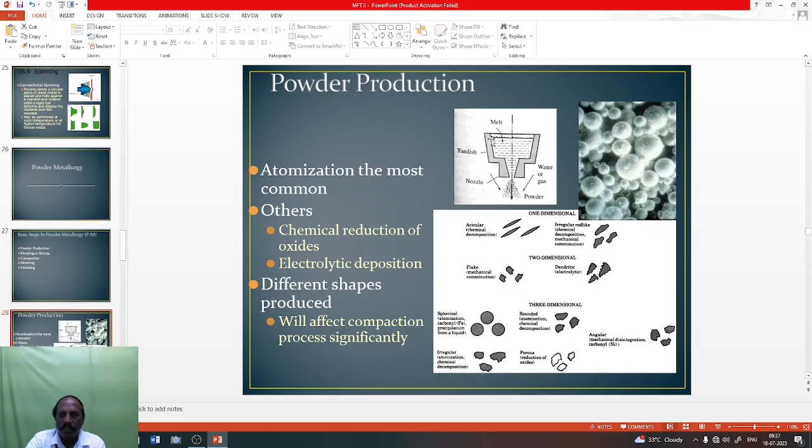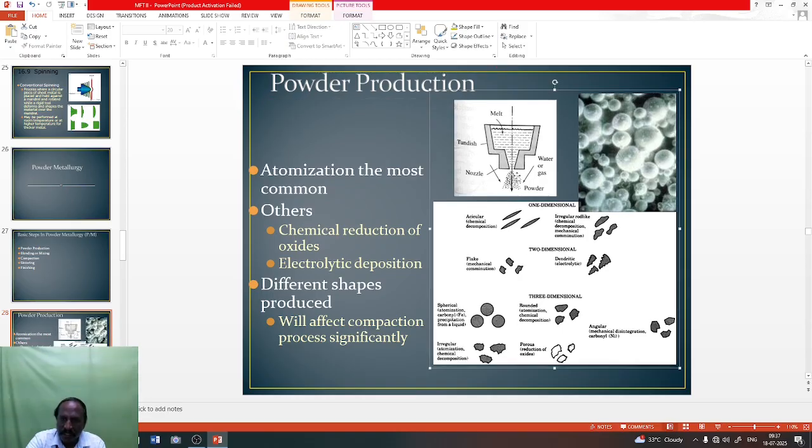Here is the water, and this is the melt, so the molten metal is there. This is like a vessel or pot, a cupola furnace, and inside it you keep the molten metal. Here a small hole or jet, the nozzle, is there. The molten metal will be poured from the top down to the lower level.